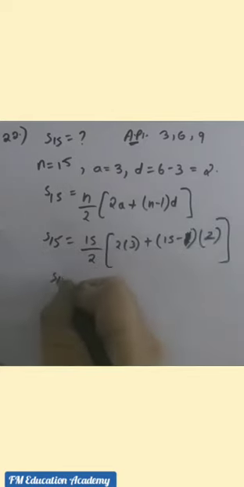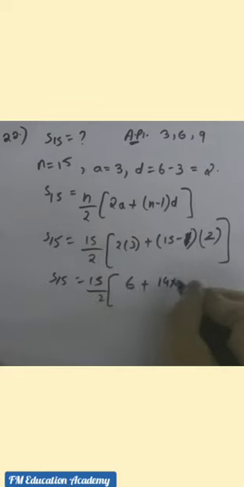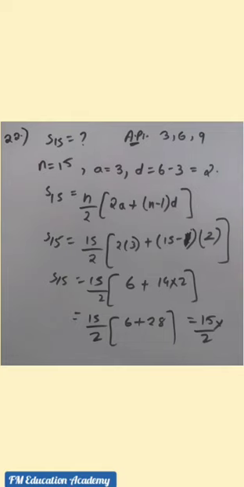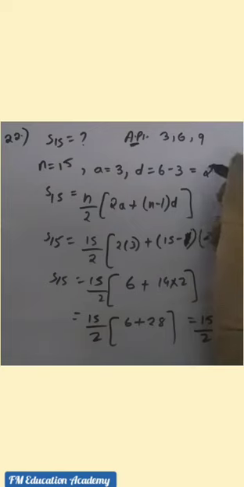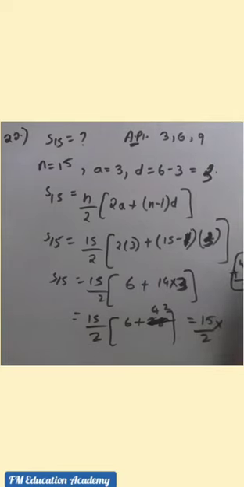S15 is equal to 15 by 2 into 2 threes are 6, plus 15 minus 1 is 14, into d. D is 3 here. What is 6 minus 3? 6 minus 3 is 3. So in place of d substitute 3. 14 into 3. What is 14 threes? 14 threes are 42. So 15 by 2 into 42 plus 6, that is 48. 42 plus 6 is 48. 2 fours are 8.